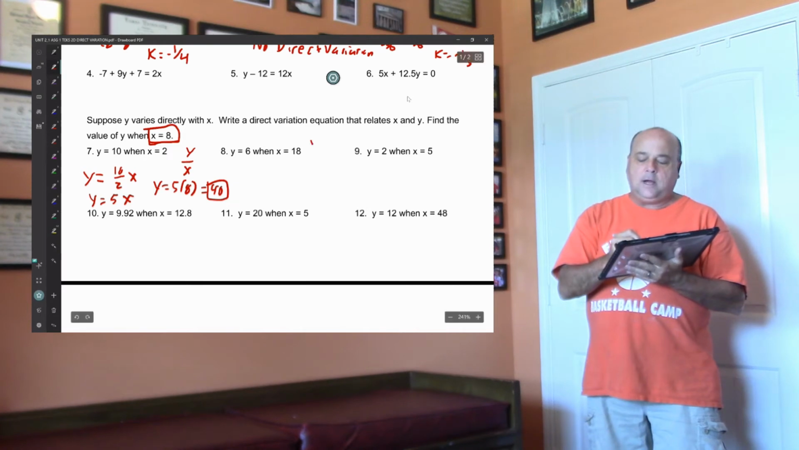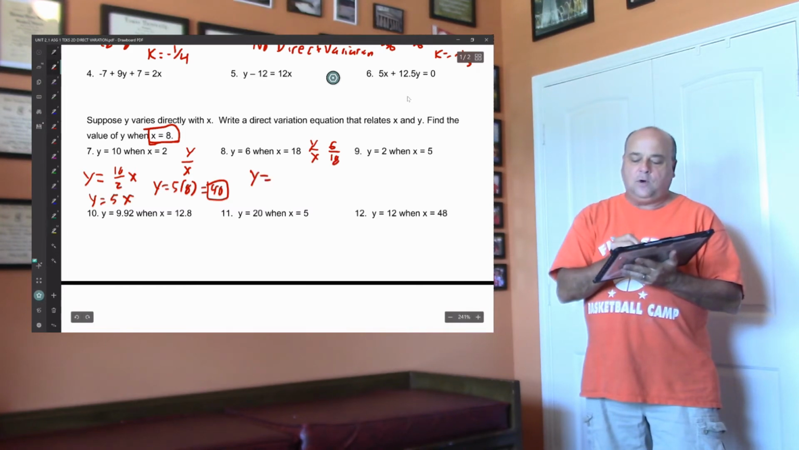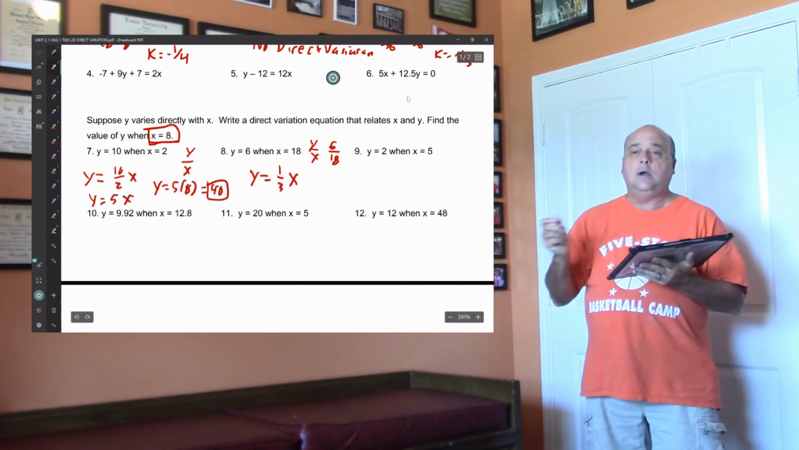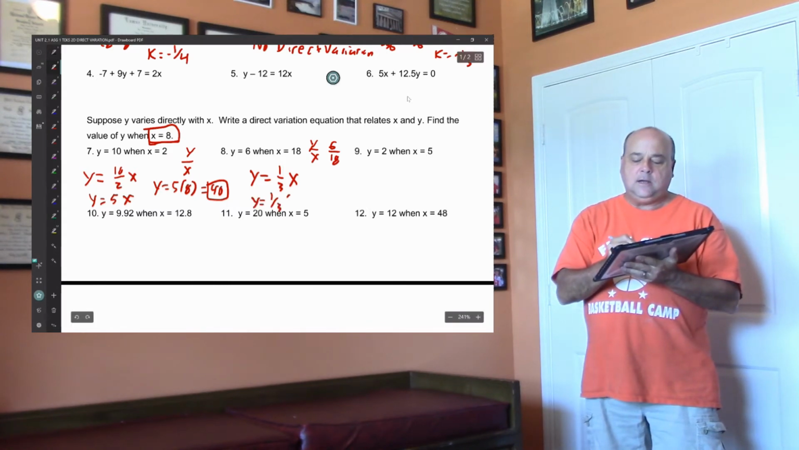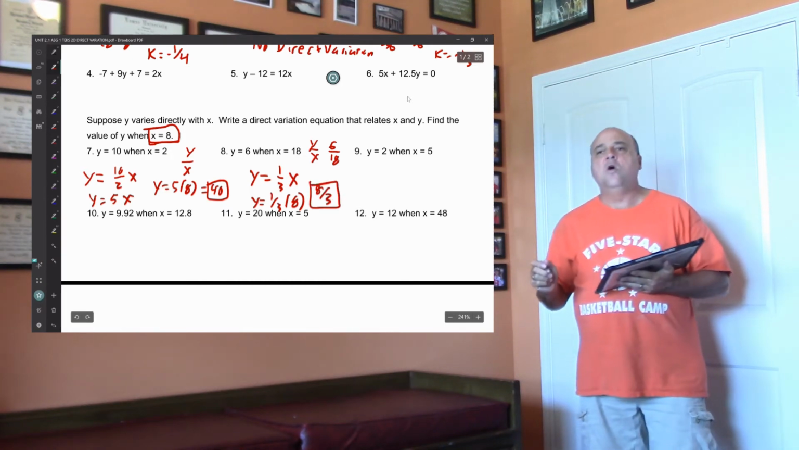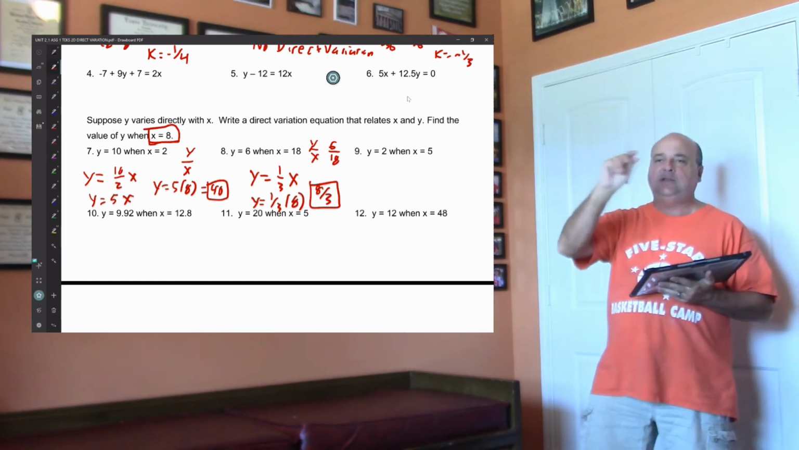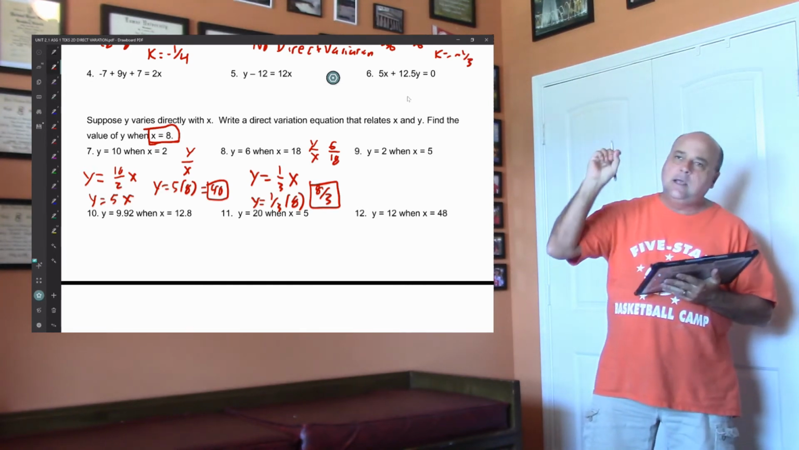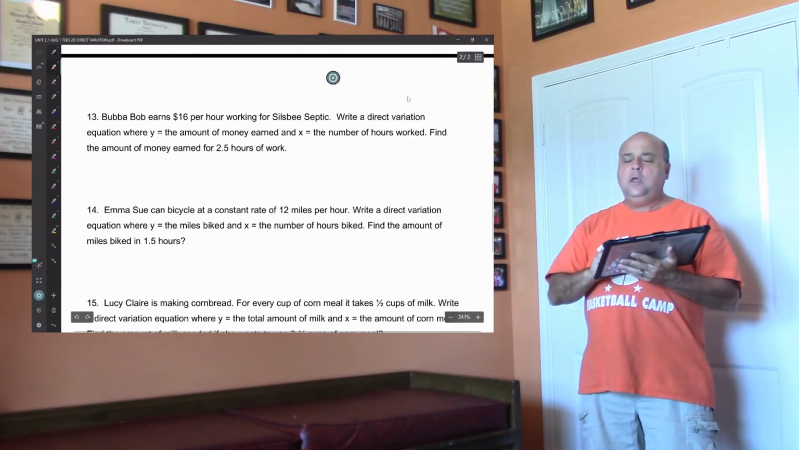So put y over x, and we would put what? 6 over 18, would we? So write down y equals, y over x would be 1/3 x, right? And then we're going to take x and we're going to replace it with 8. And this would turn into 8 over 3. So that's all you're doing right there. Put y over x, make the equation y equal kx, plug 8 in for x, and see if you can get your y. Turn the page!